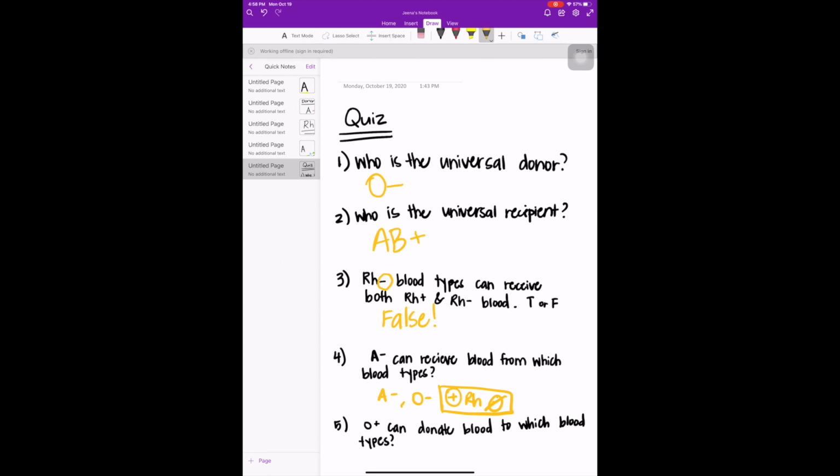Okay. Now, number 5. O positive can donate blood to which blood types? We said the universal donor was O negative. So O positive can be donated to all the blood types in essence, but only the Rh positive causes it to not be universal. So it can be given to A positive, B positive, AB positive, and also itself. Okay? I'm going to go back to the video.